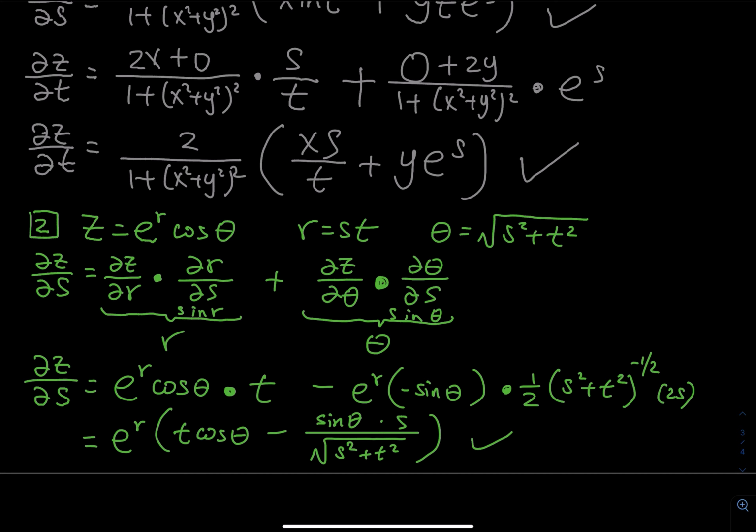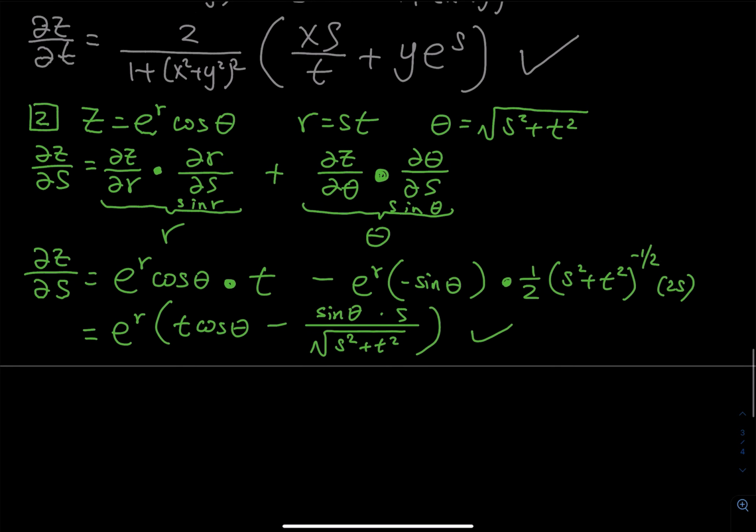Okay, and then we have to do one more for r. So that will be the partial derivative of z with respect to r.